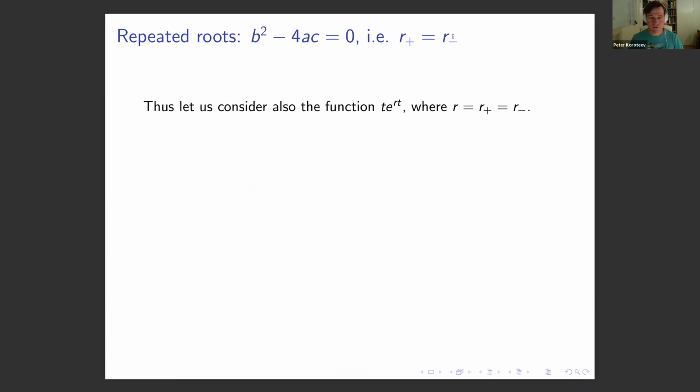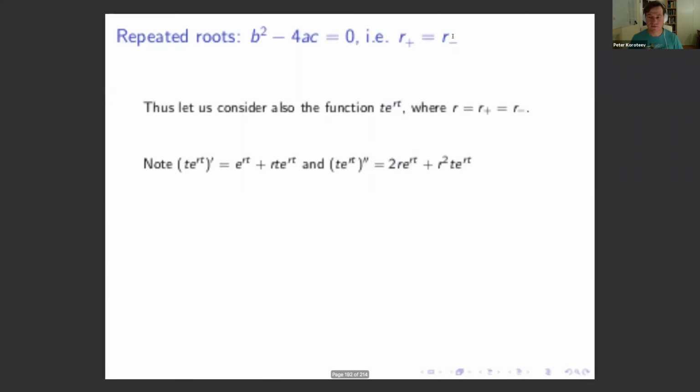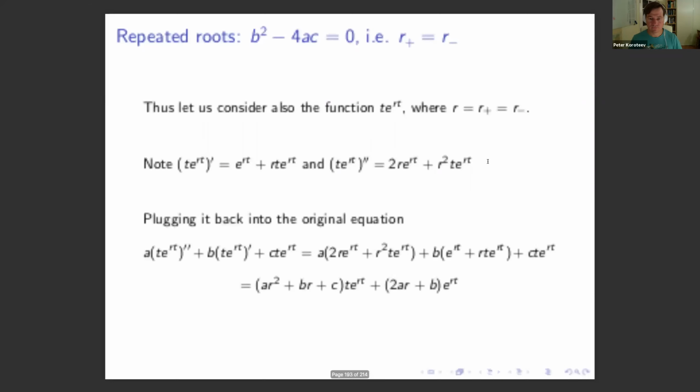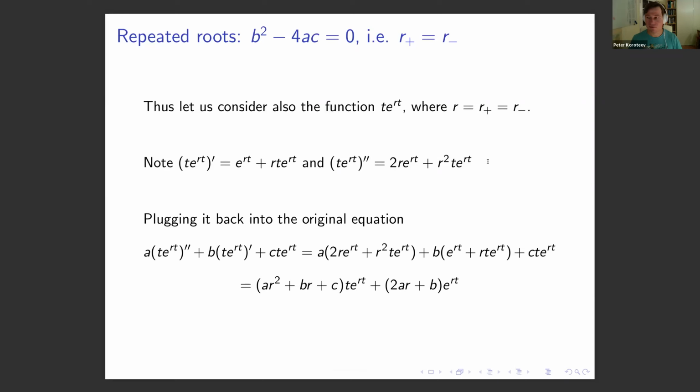So consider this function t times e to the rt, when r is this coincident root. Take a derivative, then take a second derivative, and just plug it back into the original equation. Well, after careful reordering of the terms, you'll get a quadratic polynomial times t e to the rt plus 2ar plus b, which, as you can see, is the derivative of this auxiliary polynomial.